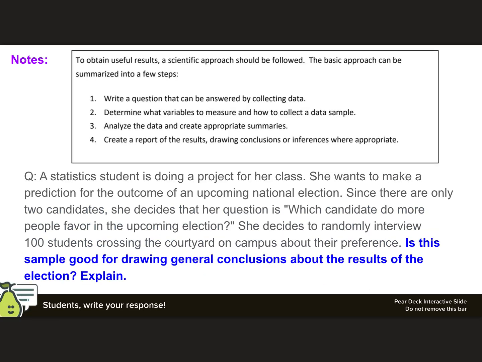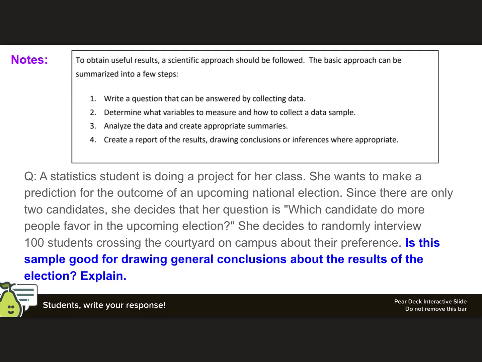So to obtain useful results, a scientific approach should be followed, and there's the 4 steps. This semester, we're going to go through all 4 at different points, and we're going to see different ways to collect data, how to decide if things are biased, how to analyze, how to create these reports. So today is just an introduction.